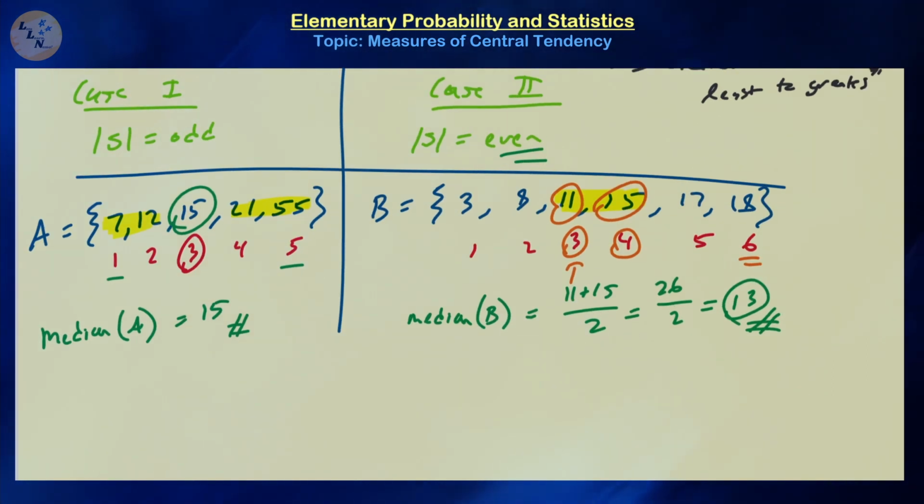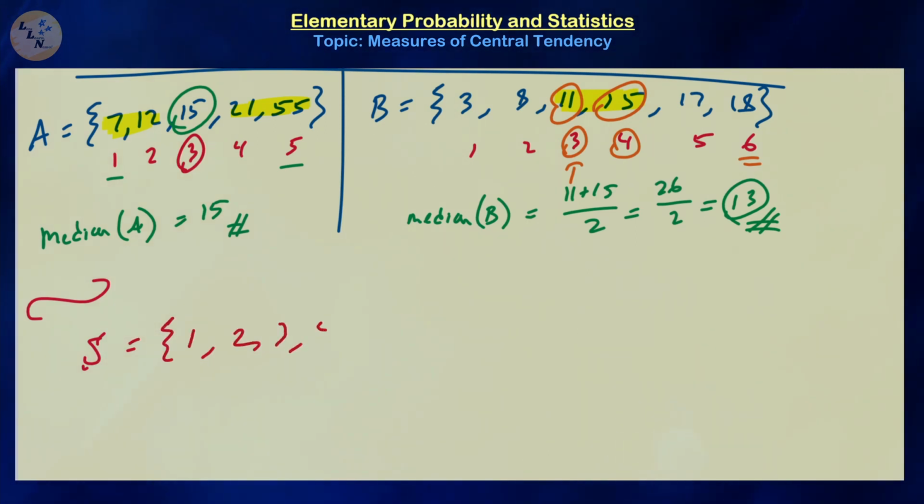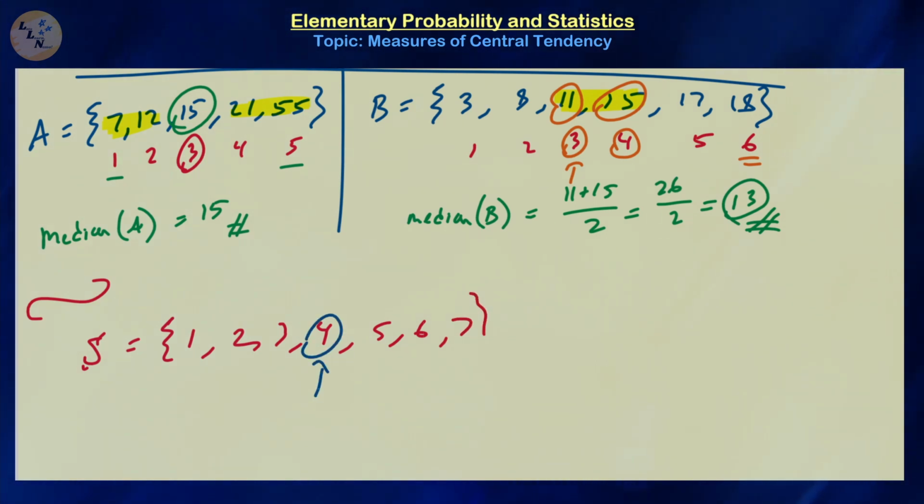Now, what about outliers? Does it really change a lot in regards to outliers? Well, we can consider a basic set, for example. So S is equal to 1, 2, 3, 4, 5, 6, and 7, right? So if this is our data set, then our median is going to be equal to 4.